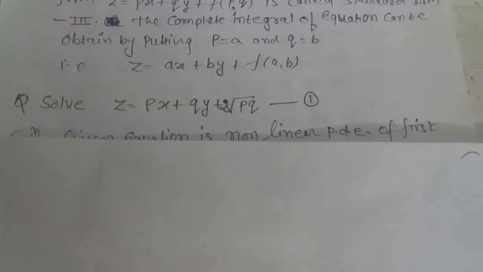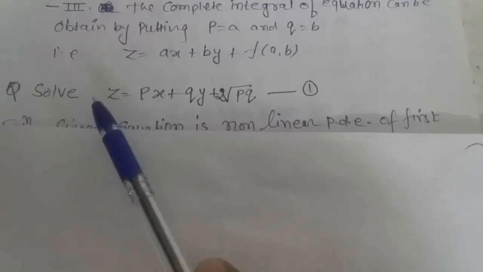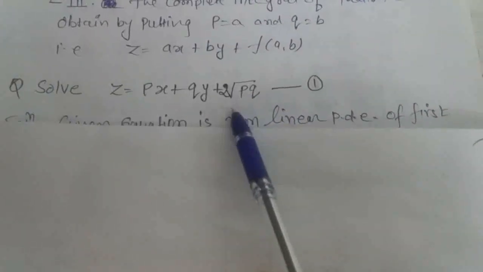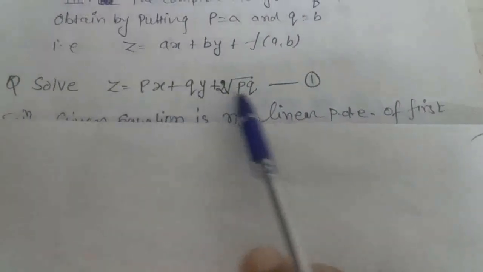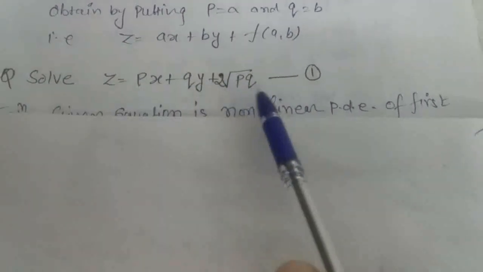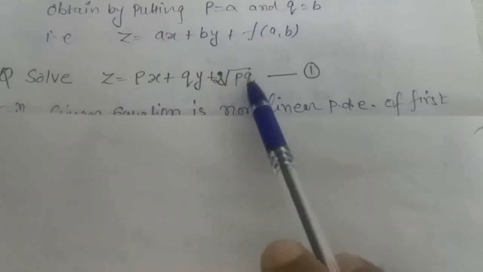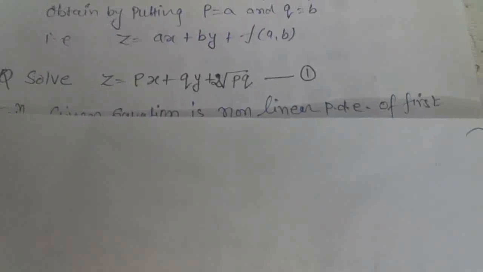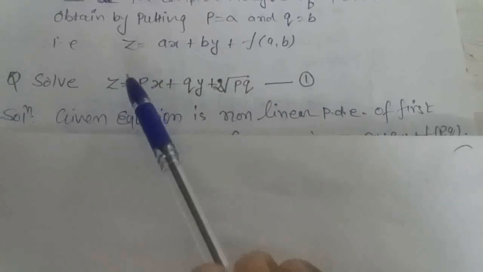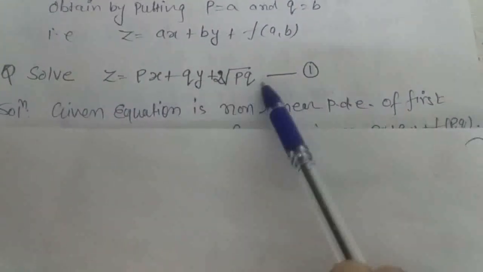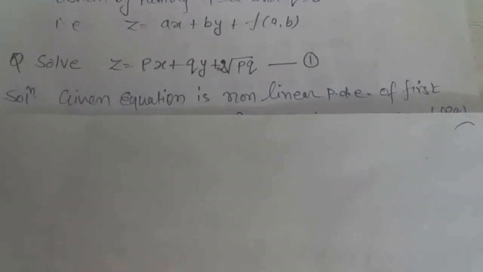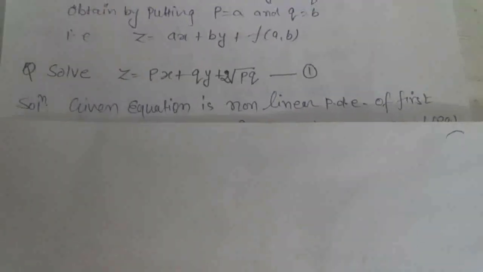Let us take the example. Solve z equal to px plus qy plus 2 times square root of pq. So clearly this equation is a nonlinear partial differential equation of first order. Nonlinear because of the product term of p and q. Further, this equation is of the form z equal to px plus qy plus function of pq. So this is in standard form third or in Clairaut form.